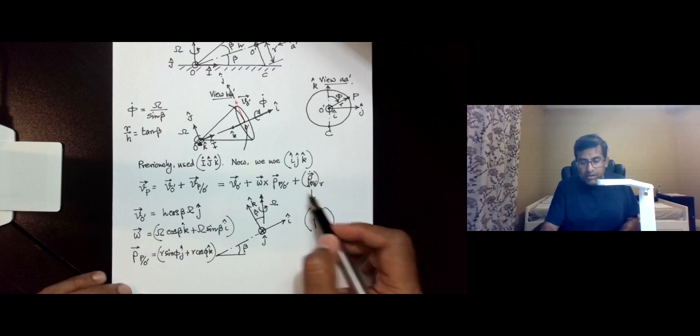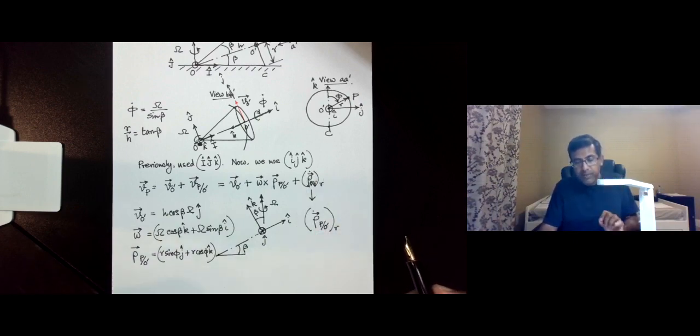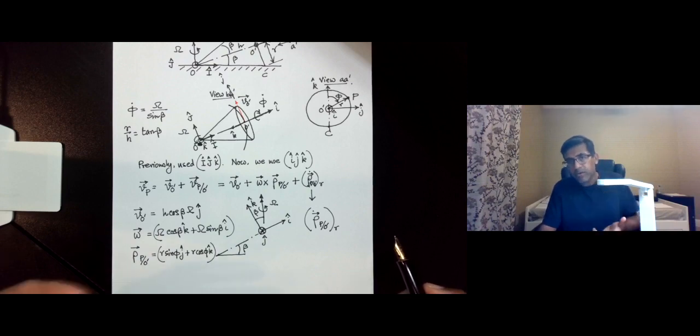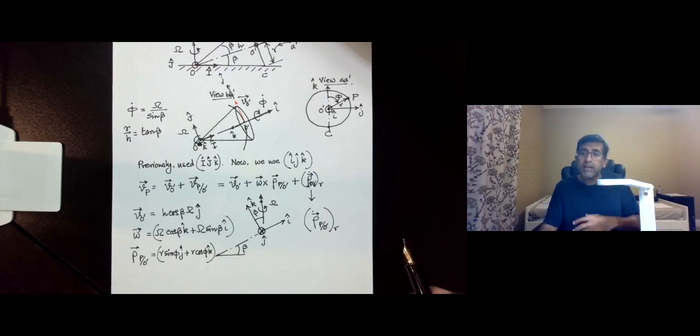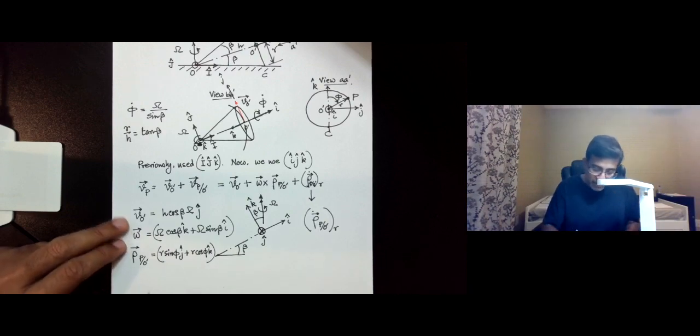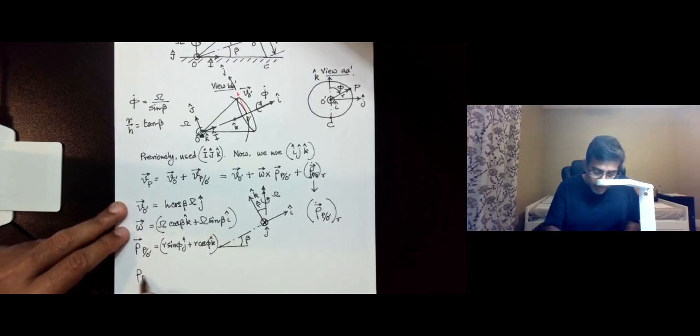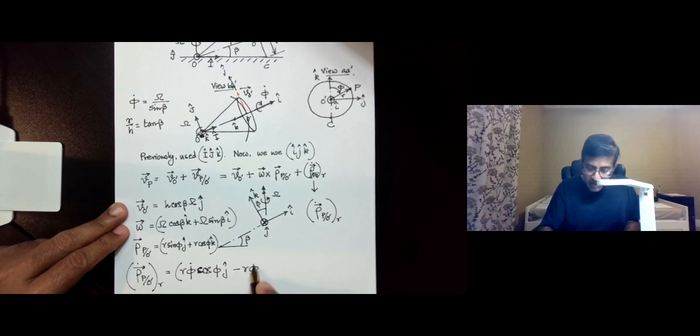Here our goal in this vector is to find the velocity of P with respect to O prime in the rotating frame. So we are within the rotating frame. Because we want to find what is the velocity perceived within the rotating frame, we are not going to consider the motion of the rotating frame itself. So rho P with respect to O prime dot in the rotating frame, which is this last vector, is going to then be r phi dot cosine phi j minus r phi dot sine phi k.